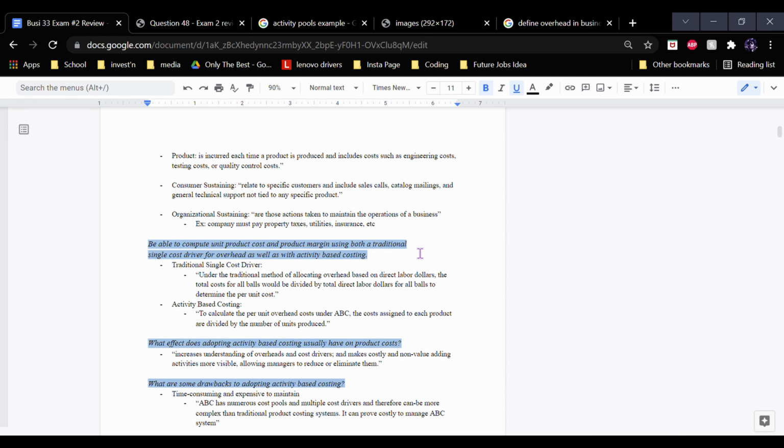Product is incurred each time a product is produced. Includes costs such as engineering costs, testing costs, or quality control costs. So this has to do with the whole made product itself. For example, it includes testing costs. So headphones, of course, before they can put it out, they have to test it, right? To make sure that it's not too loud, that it's not too quiet, that it works properly.